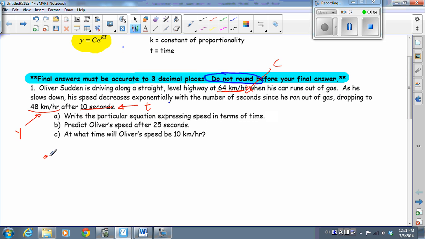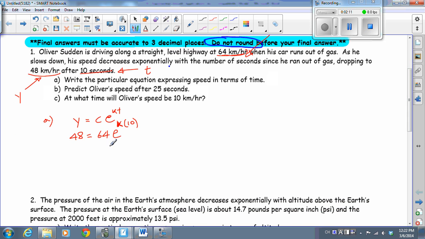So for A, I will say y is equal to c e to the power of kt. But here we have the value of y, which is 48, is equal to c, here 64, e to the power of k, we don't know what k is, but we know that the time here is 10. From here I will solve. Since it's a calculator portion, you can literally put this in y1, y2, but let's go ahead and solve it by hand because that makes more sense.